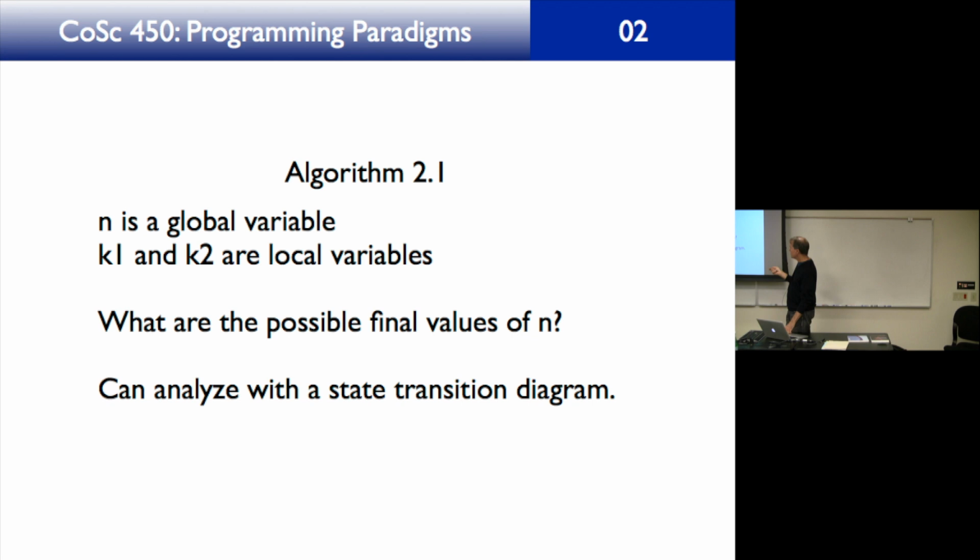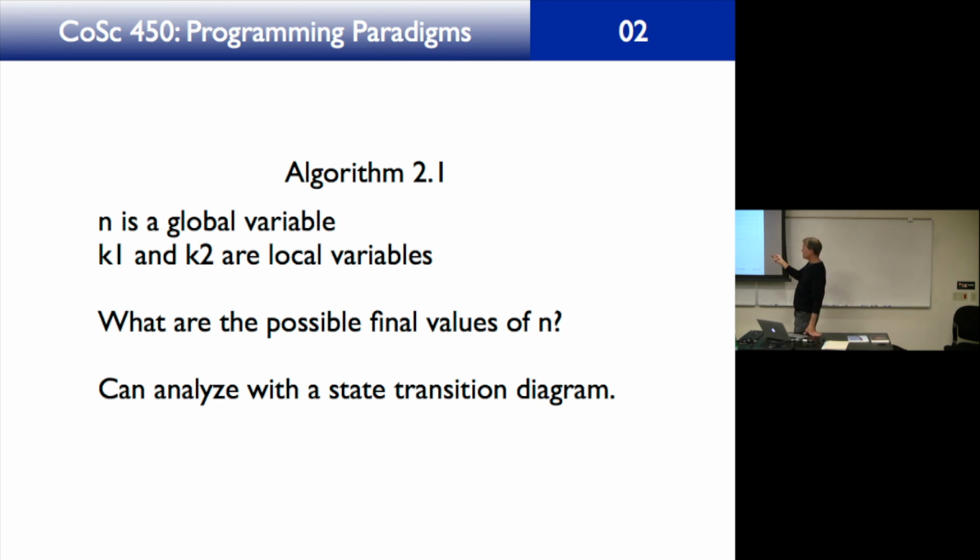Okay. So actually, we've already done this. Algorithm 2.1: N is a global variable, K1 and K2 are local variables. What are the possible final values of N? You told me what they were. And we can analyze this now with a state transition diagram. Now, our author is going to take a little detour here to show what a state transition diagram is.